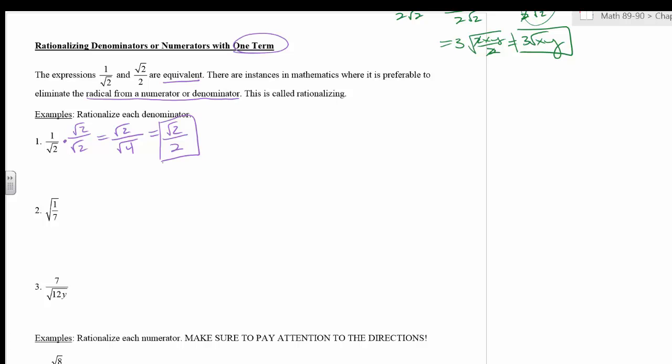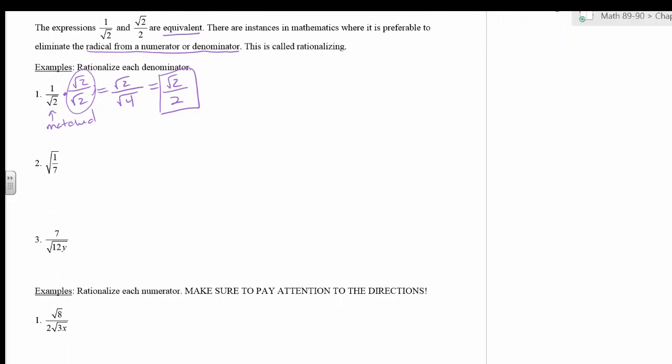So why did I pick to multiply top and bottom by the square root of 2? Because I matched what was down here. And the reason I did that is I knew I would create a perfect square that I could take the square root of. Now for our purposes, I'm going to stick with square roots because that's typically when you're rationalizing. It's typically square roots that you rationalize, but you can use methods for cube roots, fourth roots, and so forth. Let's look at number 2. So now that I've kind of given you the trick to this, let's look at number 2.